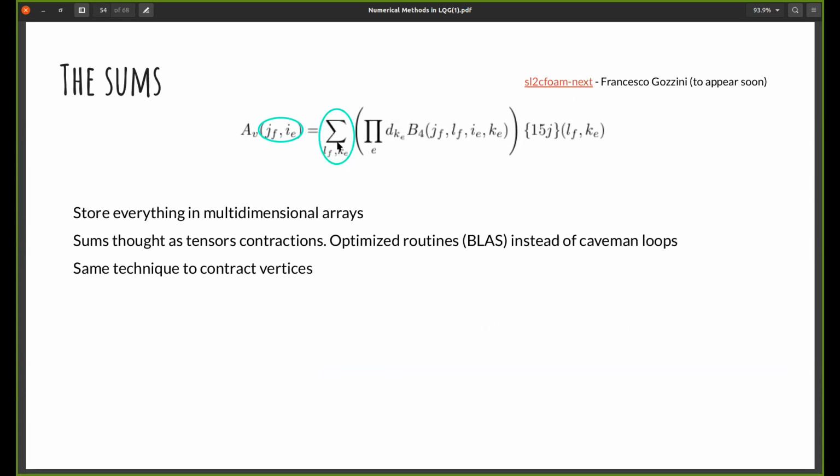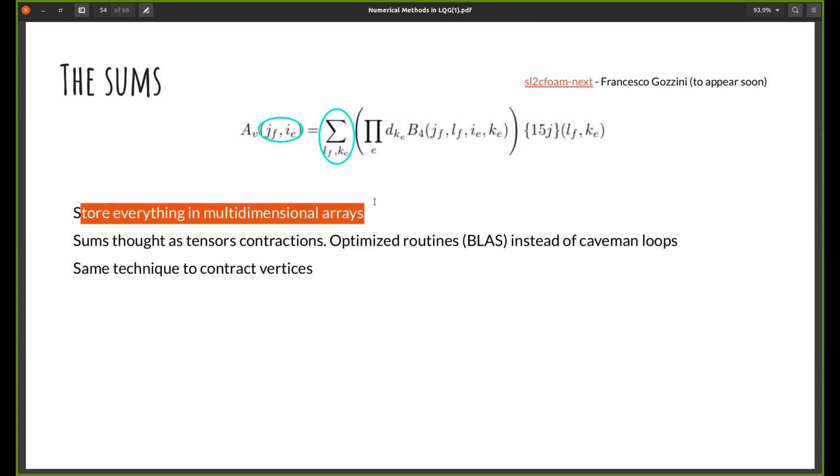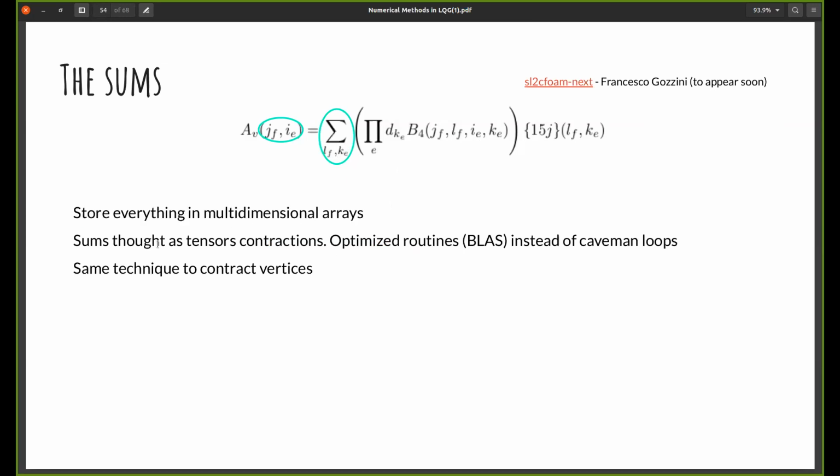not really, in the sense that, yes, if you fix the spins L, you have a precise amount of virtual intertwiners K that you need to sum over, and the sums, we are doing it storing everything in multidimensional arrays, and doing the sums instead of just looping, as we were doing in the first version of the code. That is very inefficient.